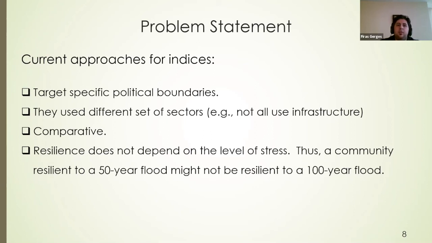Then the main disadvantage of these indices is that they are comparative in nature. Because they follow a ranking approach, using these indices we can say that a community is more resilient than another community or less resilient than another, but there's no way of knowing whether this community is indeed resilient or not. Another disadvantage is that in general, within these indices, resilience does not depend on the stress level, which should not be the case, because a community might be resilient to a 50-year flood, but it might not be resilient to a 100-year flood. So an index should tackle this or include this in the quantification approach.